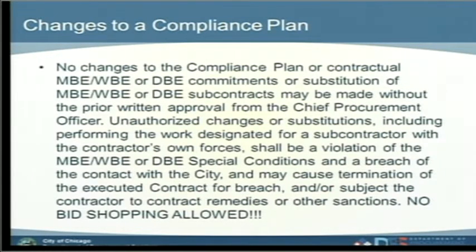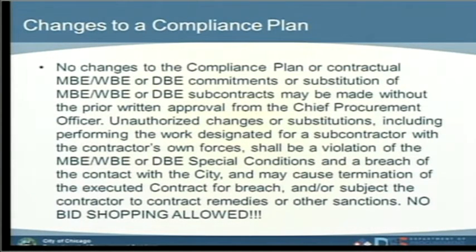So no changes to the compliance plan or contractual agreement that you might have with an M, a W, or a D commitment, or substitution of the M, W, or D subcontractors may be made without the prior consent in writing from the Chief Procurement Officer. You cannot just by your own free will change without getting that letter, because we do need to review and make sure that it fits every requirement before it gets approved.